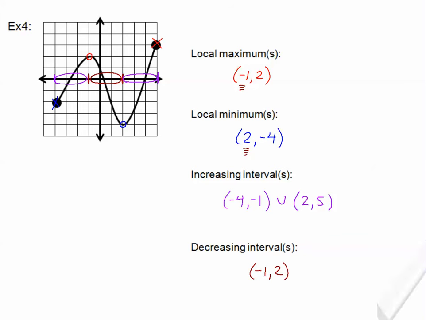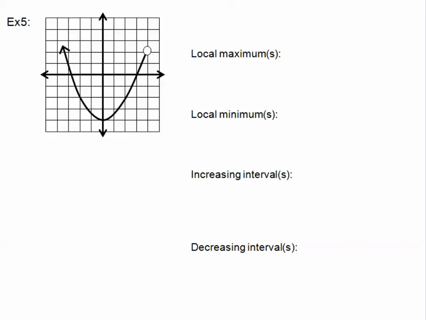And we have one last one. I put in an open dot here on one side and an arrowhead on the other side. And let's see what that does for us. So local maximum, well, let's see. Oop, I don't see one. Remember, local maximum has to be the top of a mountain. And I don't see one, so we're going to put none.